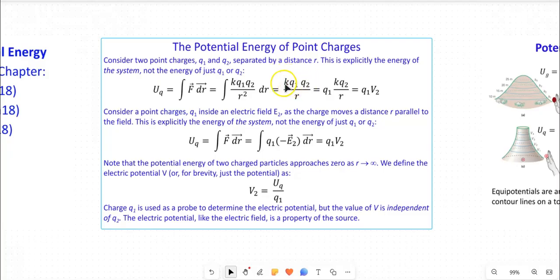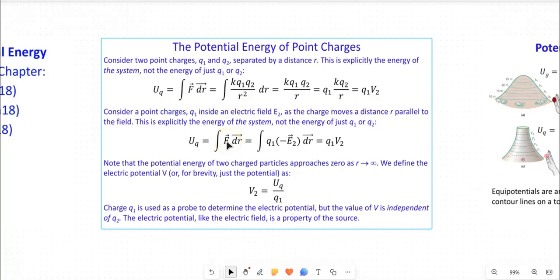And if we move Q1 to the front, then we get Q1 times KQ2 over R. In other words, the potential energy is a voltage acting on a charge. Again, a voltage is a height, and so this charge would be changing its voltage. It'd be moving from one voltage to a different voltage. It would be changing its position right there.